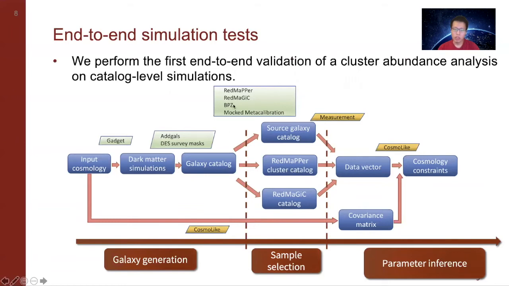From these algorithms, we get three catalogs. We have the source galaxy catalog, including the shear, and we have the redMaPPer cluster catalog. We have the redMaGiC galaxy catalog. We then run our measurement pipeline to get the data vectors. From theory, we can also get the covariance matrix. And with the data vector and covariance matrix, we can infer the cosmological parameters. Then we can compare that with the input cosmology to see whether we can recover it.